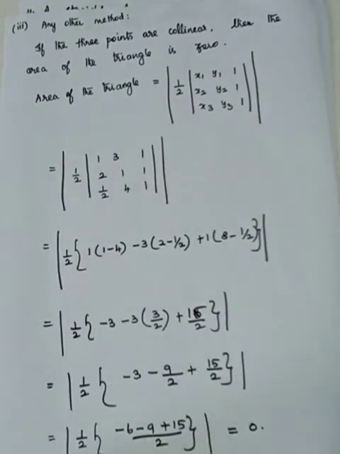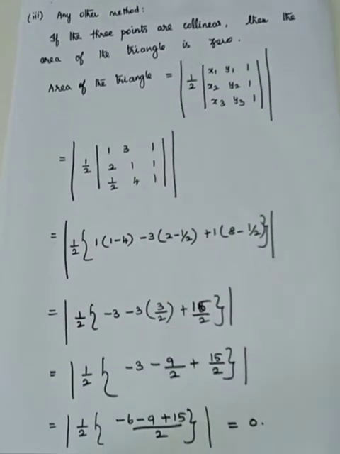So in the second subdivision we have used the concept of which one? Straight line. So any other method: if the 3 points are collinear, they lie on the same line, we can't draw a triangle.